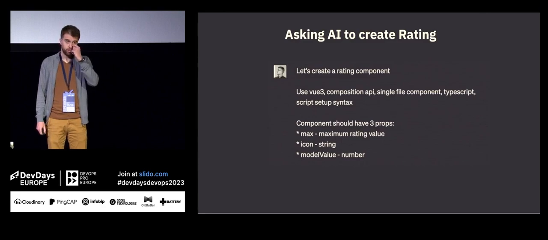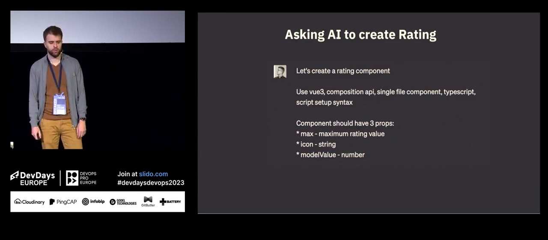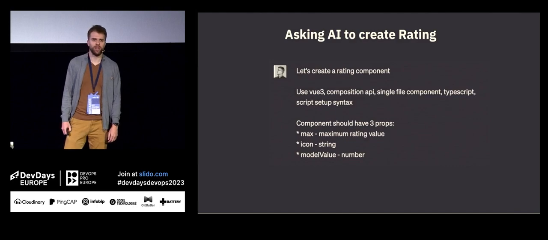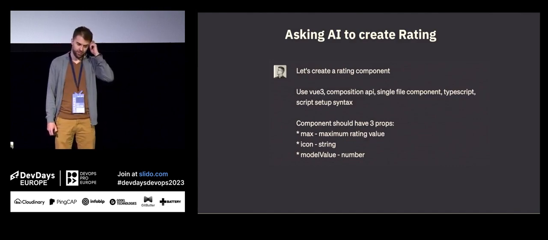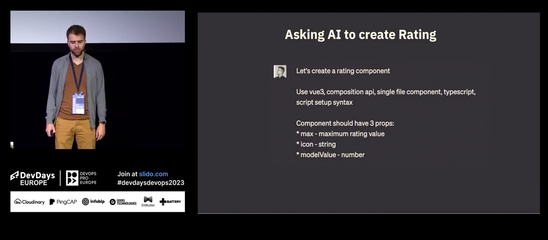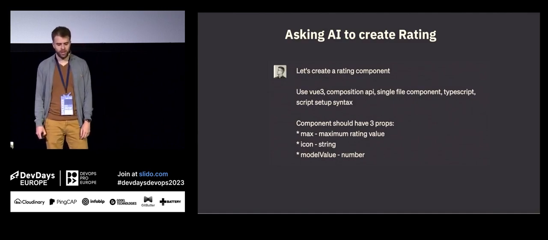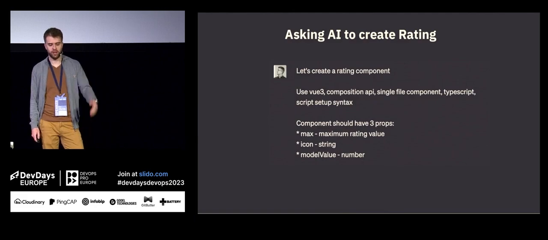And we have to create a component because the project is empty. For that, we will write on a hype train and ask ChatGPT to create us a rating component. So we have a prompt with 3 props: max rating value, icon, and model value to pass the value to the rating component.